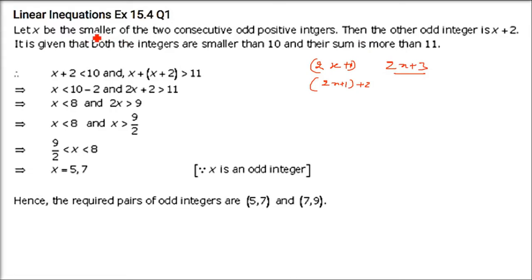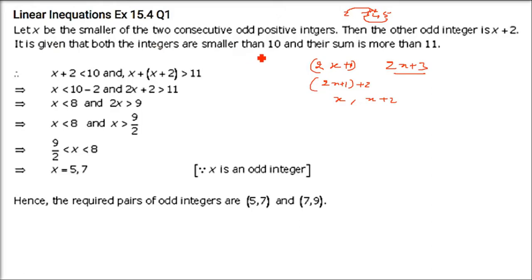If we assume x to be the smaller of these two consecutive odd positive integers, what will be the other number? See, 2, 3, 4, 5. Even if you have to find 5, you have to add 2 to 3. 3 plus 2 is 5. So if you assume the number to be x, the next consecutive odd positive integer will be x plus 2.